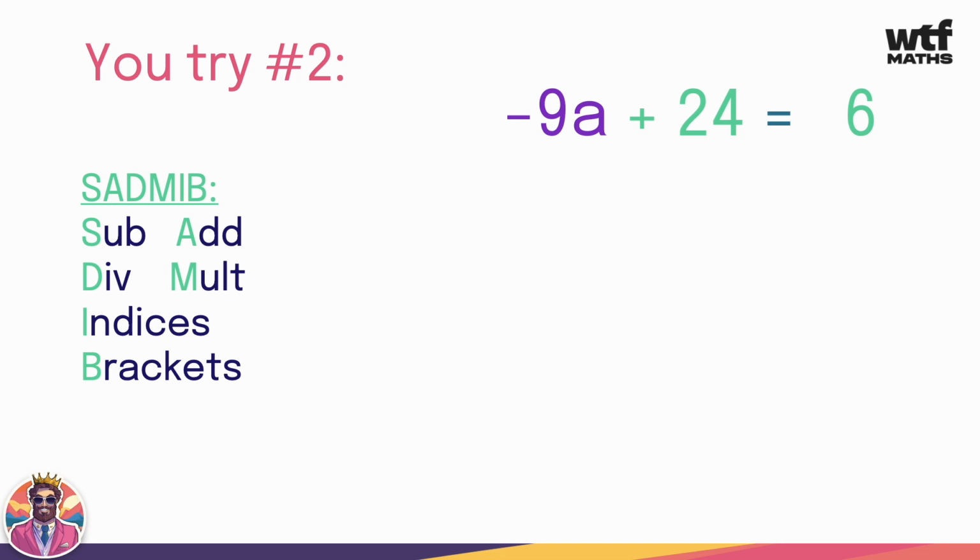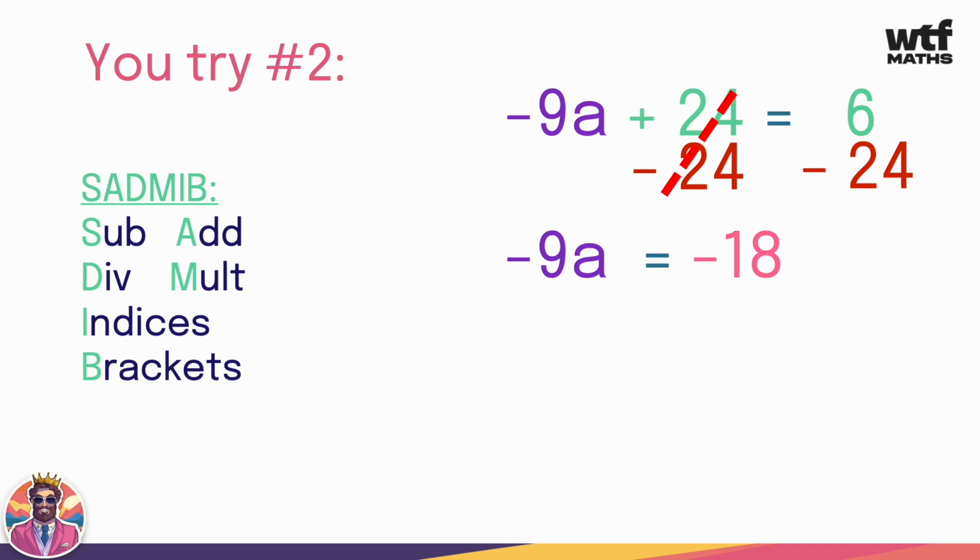Alrighty, so for this question here, we've got -9 times a plus 24 equals 6. So we want to get rid of any addition or subtraction first. So we want to take away 24 from both sides. 24 take 24 is 0, so we've got -9a, and 6 take 24 is -18. So now there's no more subtraction, no more addition, so there's a -9 times a. So we have to divide both sides by -9.